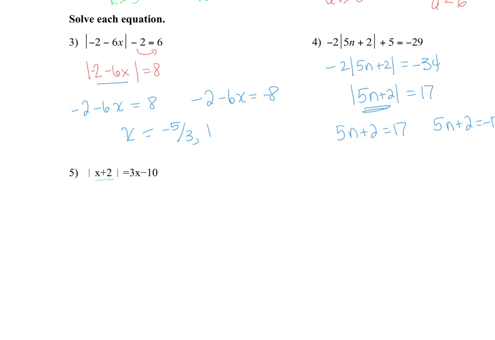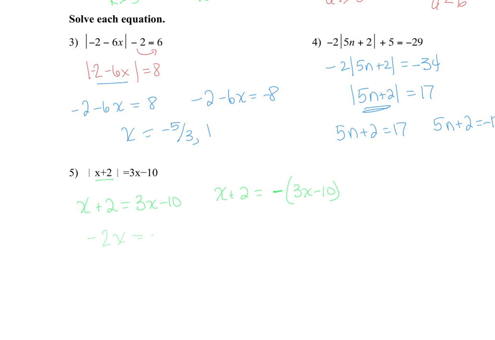The absolute value is already by itself, so you can go ahead and set it up exactly the way that it gave you. And then you want to set up the opposite. In this case, you need to put the negative out there. When you solve these, you do have to check for extraneous solutions.